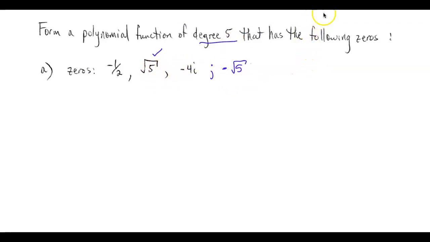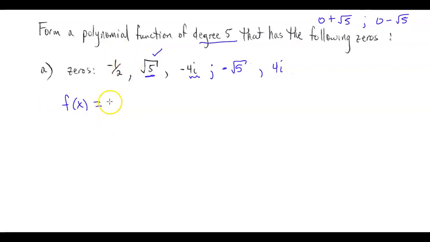And of course, I could express square root of 5 as 0 plus square root of 5. And of course, its conjugate would be 0 minus square root of 5. And simply put, that would just be square root of 5 and minus square root of 5. So now that we know that we have this zero accounted for, our irrational zero square root of 5, we also know that for the complex conjugate pairs theorem, we have this other zero, positive 4i. Okay? And so we have all 5 zeros accounted for.